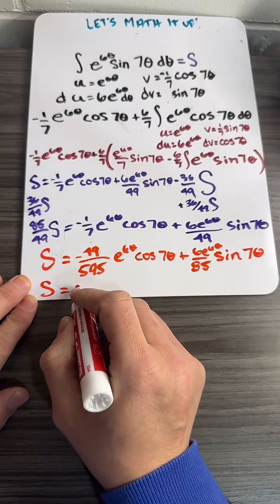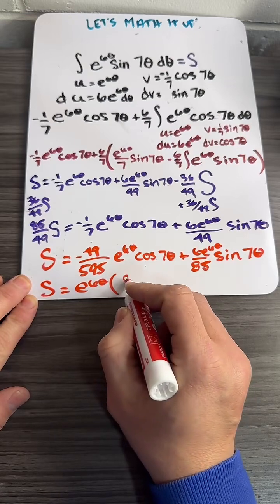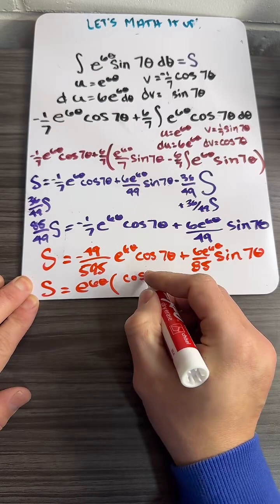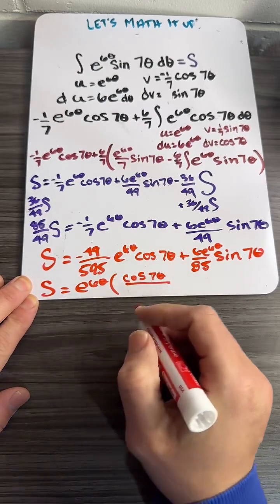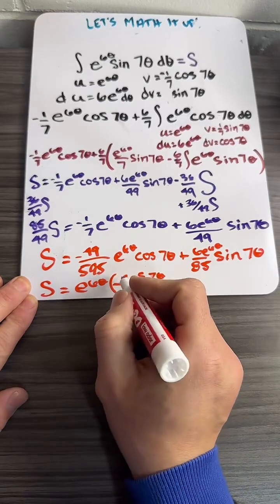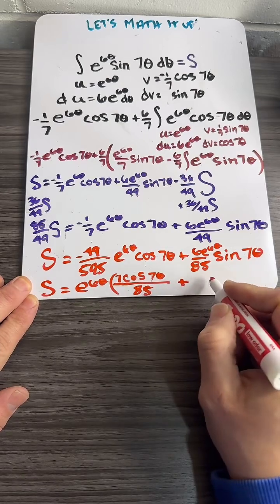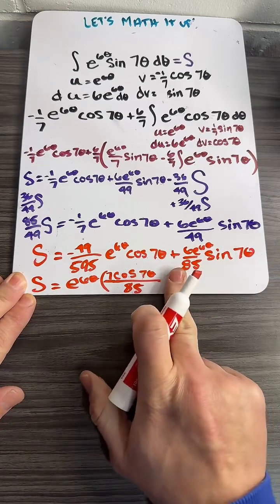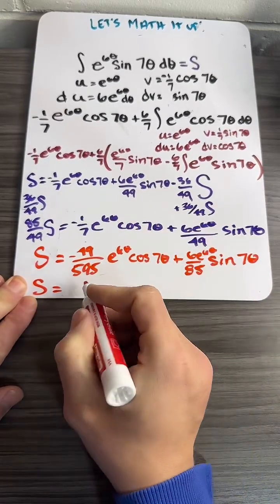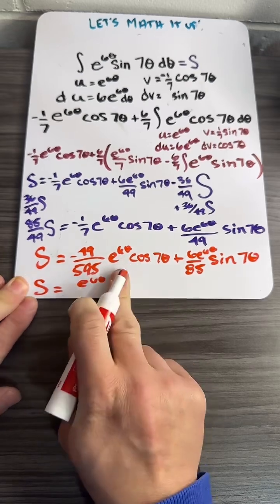All right, so this is going to be S equals e to the 6th theta times cosine 7, oh shoot, cosine 7 theta. The cosine is going to be 7 over 85 plus... okay, hold on, I'm getting there. Okay, we can, because it's going to want the factored version. Like, we can take stuff out. So e to the 6th theta, the hell with this. All right.